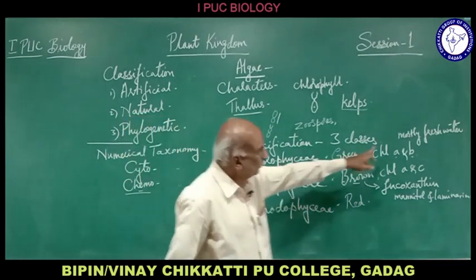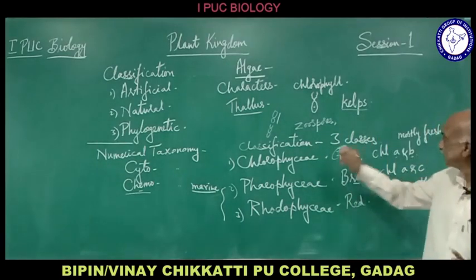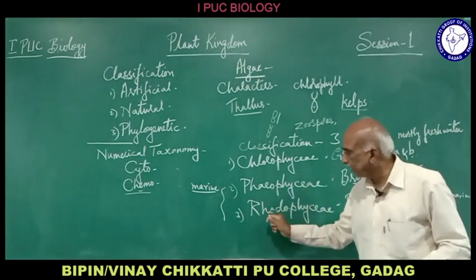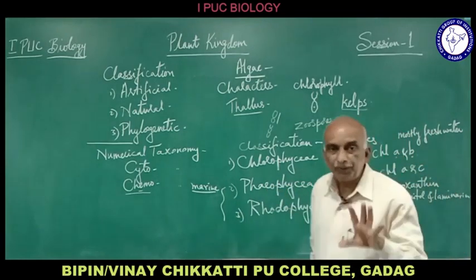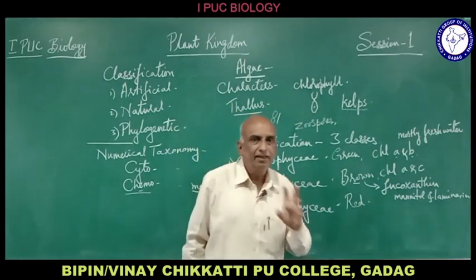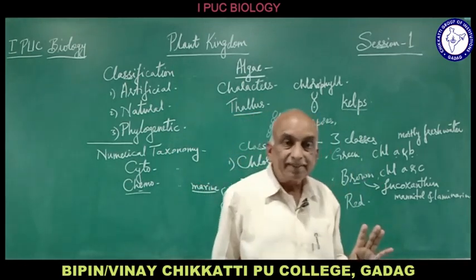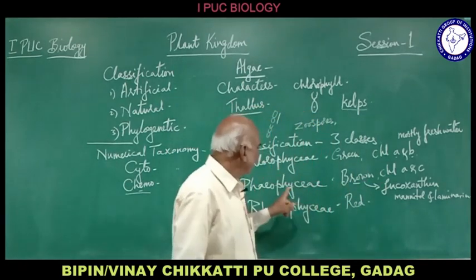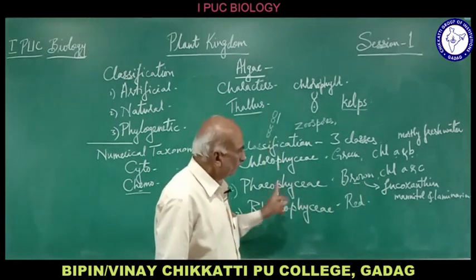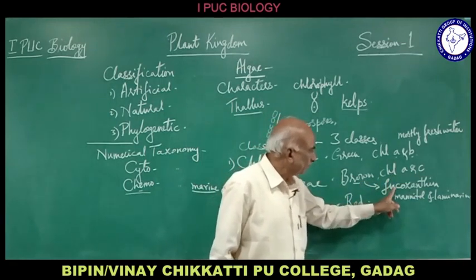This is mostly fresh water. Most of the examples of chlorophyll are growing in fresh water, but most of the brown algae and red algae are marine. Very few examples are seen in fresh water. So when we want to see naturally the red algae and brown algae, we have to observe in the sea water, marine. So this Phaeophyceae, they are mostly marine, very few, and they contain chlorophyll A and C along with a brown pigment, fucoxanthin.